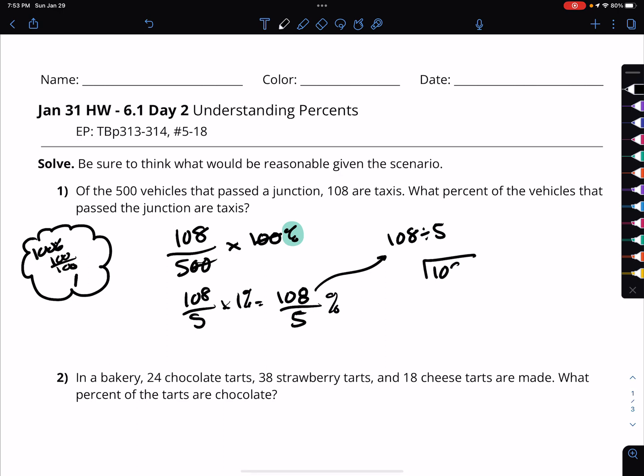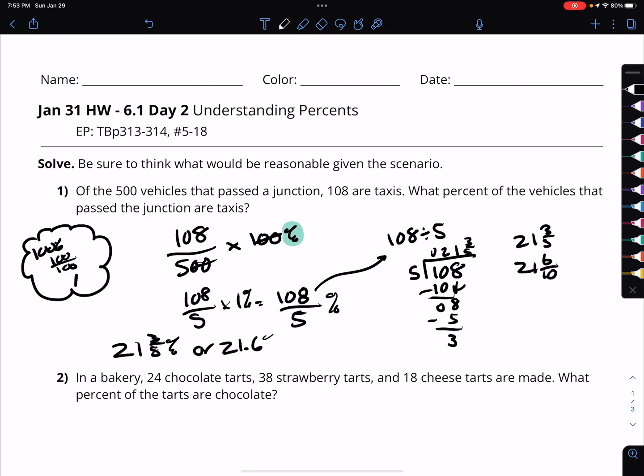So 108 fifths, I'm going to think about this like it is 108 divided by 5 and solve that using division. So if I set this up, 108 divided by 5: 5 goes into 10 two times, 5 goes into 8 one time, and I'm left with 21 and 3 fifths. So I could say that my answer, the percent of vehicles, is 21 and 3 fifths percent. Now I do want to convert this 21 and 3 fifths into 21 and 6 tenths, so that way I could say 21 and 6 tenths as a decimal as well. So write it like a fraction, multiply by 100%, and do your calculations.